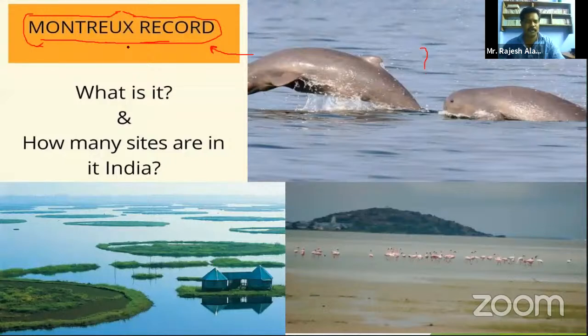Just know what the Montreux record is. It is a tool under which wetlands will be listed as well as delisted. Lake Chilka was listed in this because of improper maintenance. They will give a time period to overcome and rectify the issue. Once the issue was arrested, Chilka was removed from the Montreux record. Again, it got the status of international wetland. So it is a checking and control mechanism to see whether the wetland is maintained properly or not.